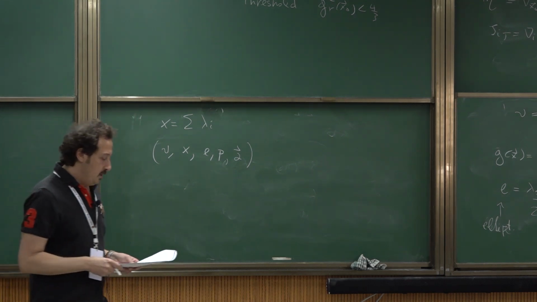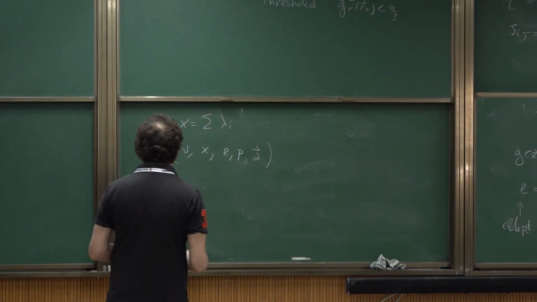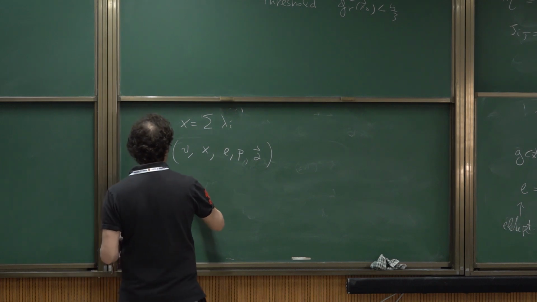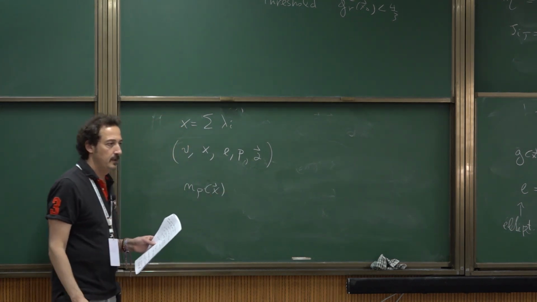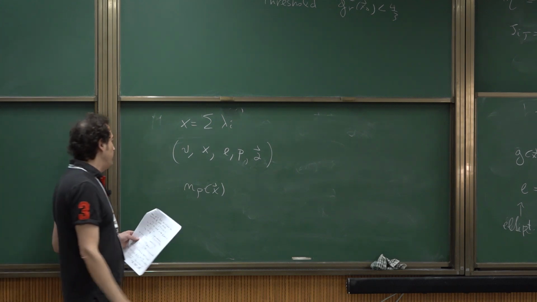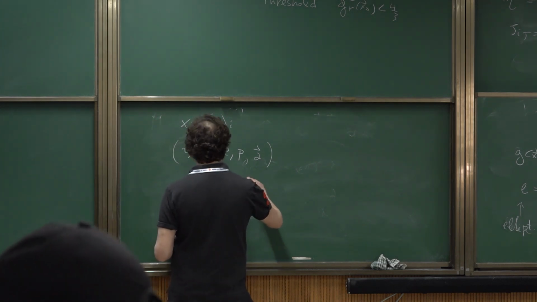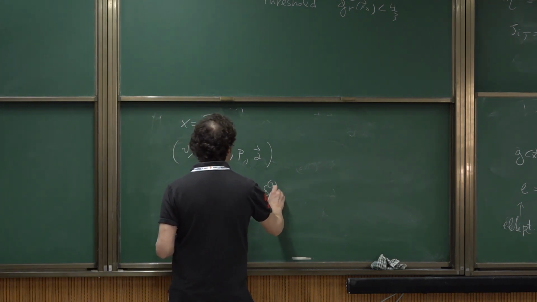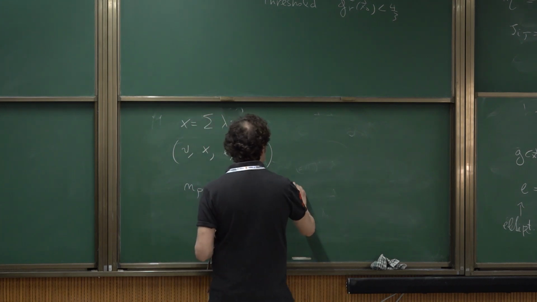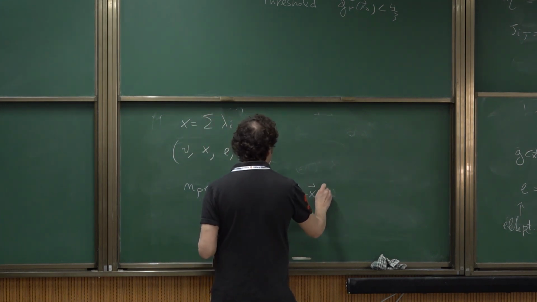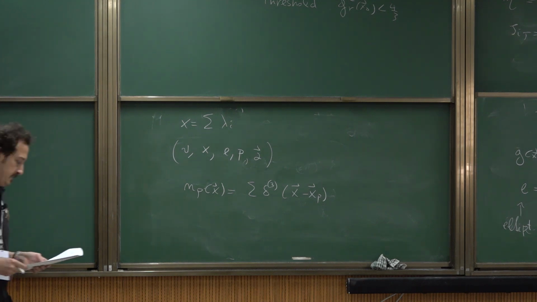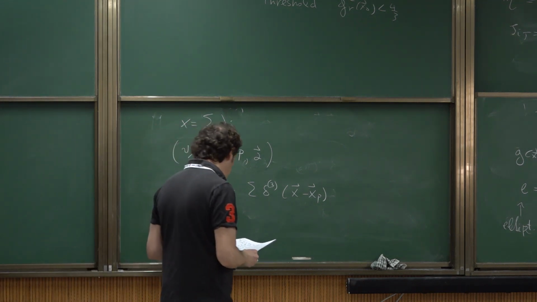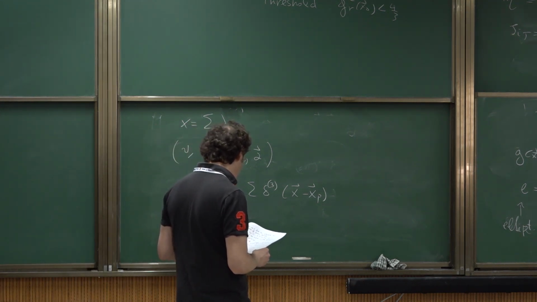So what do we want to do in peak theory? What we want to do is simply count the number of peaks at a random position x. The number of peaks at a random position x is simply the sum of delta functions in x minus x where the peak is.